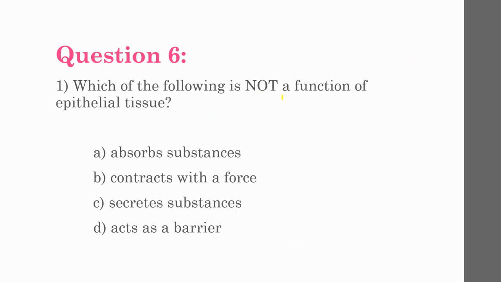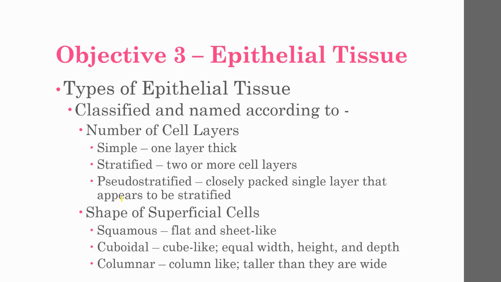So which of the following is not a function of epithelial tissue? They do absorb, they do secrete, they are a barrier, but B, the word contracts goes with our muscle tissue. All right, so there's different types of epithelial tissue, and we're going to classify them based on two characteristics.